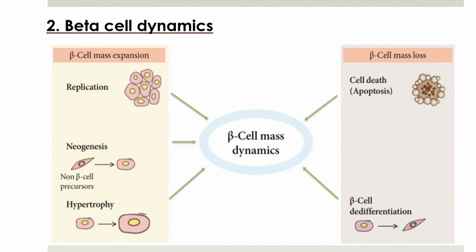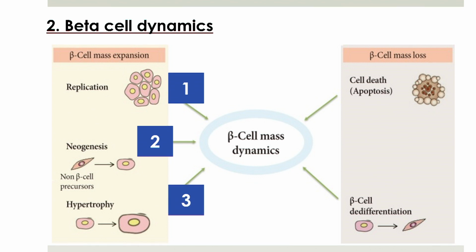Your beta cells could expand or multiply either by replication, or you can have neogenesis where new beta cells are formed from a precursor cell, which could be beta or non-beta cells. Your beta cells could hypertrophy, which is commonly seen in obesity or pregnancy, which could be a physiological increase in your beta cells. Regarding beta cell loss, initially we thought cell death or apoptosis was the beta cell loss, but sometimes your beta cell fails to function. Your differentiated beta cells undergo beta cell de-differentiation.